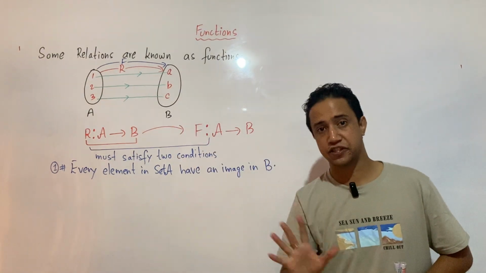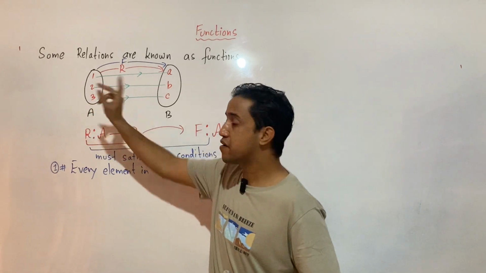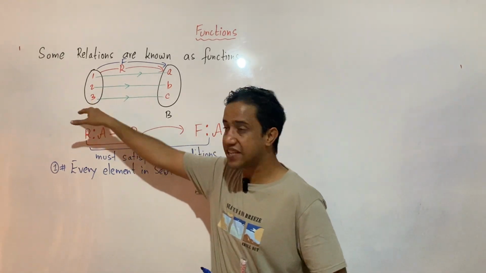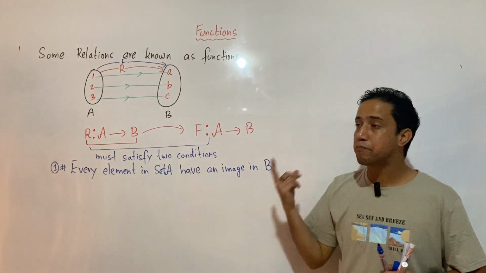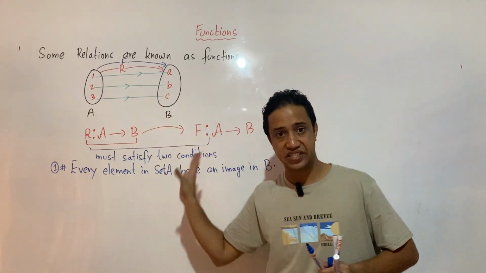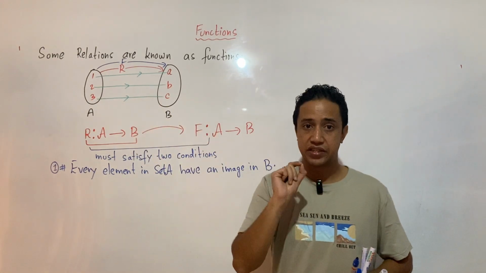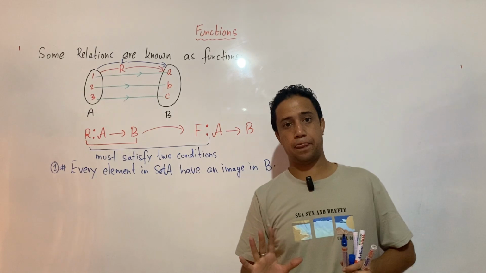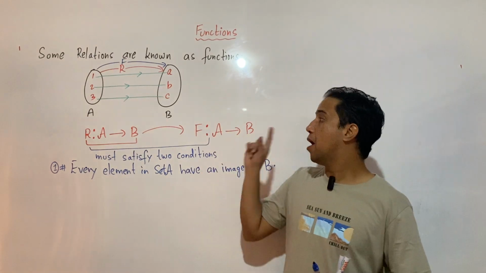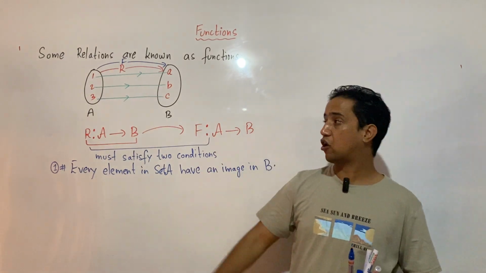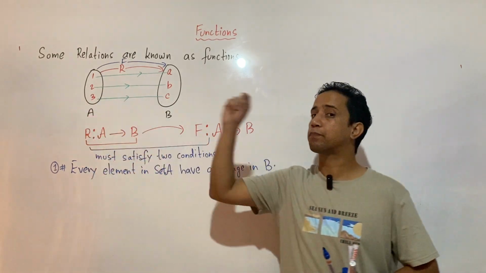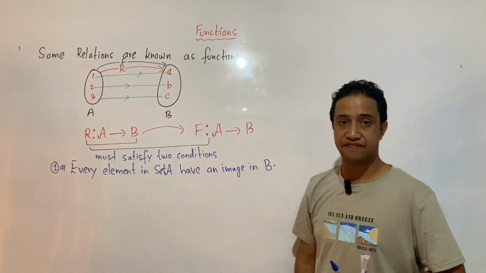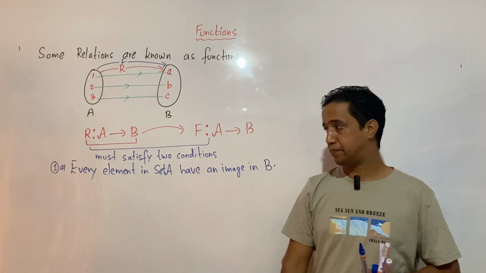So this is the first condition. If there is any element in set A which is not mapped to any element in set B, then we will say that it is not a function. It can be a relation, but it will not be a function, because the main condition is that every element must have an image in set B.